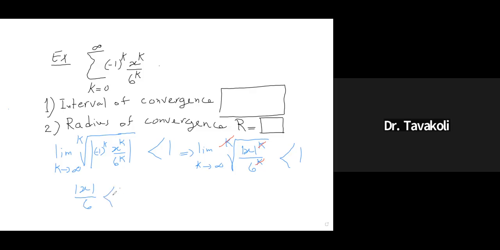The absolute value of x over 6 must be less than 1. There is no need for the limit sign because there is no k there. That limit is for k tending to infinity, and no k is remaining. So if I multiply both sides by 6, the absolute value of x is less than 6. This means that x is between -6 and +6.